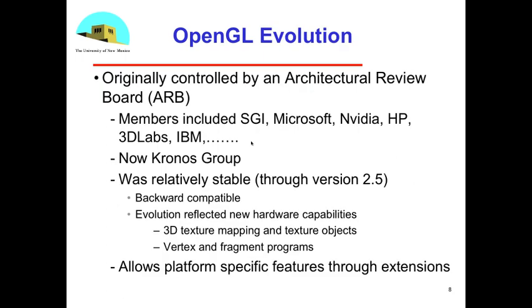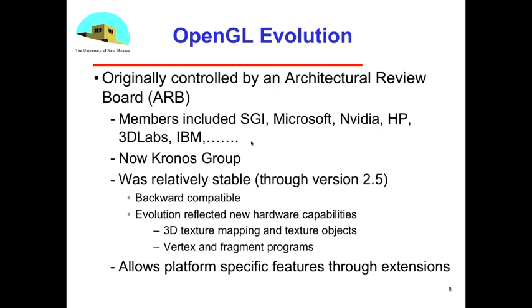Now, originally, that standard had an architectural review board, which was pretty much dominated by SGI at the time because they were the major player in computer graphics, but it also had participation from Microsoft and HP, and later when companies like NVIDIA formed that were producing GPU chips, they became part of it.